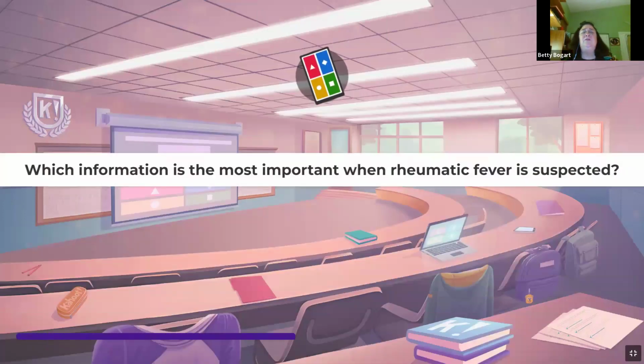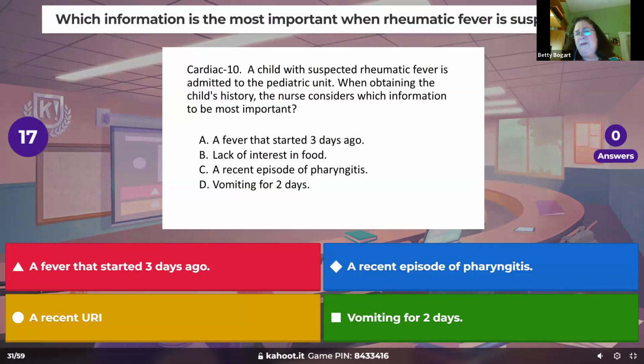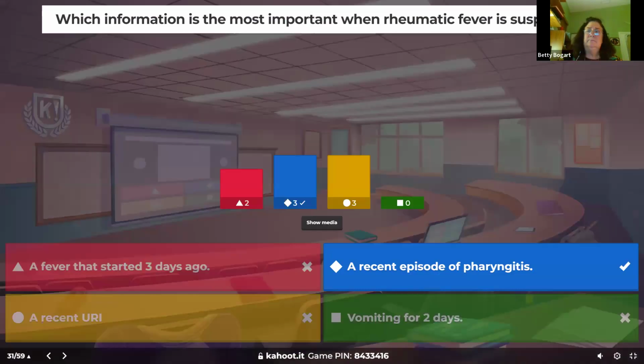Which information is most important when rheumatic fever is suspected? What causes rheumatic fever? So rheumatic fever affects many body systems. The worst thing is that it affects the heart valve. It starts with a sore throat, a strep throat that wasn't treated properly. That's why when you have children with strep throat, make sure they take all of the medication, okay?